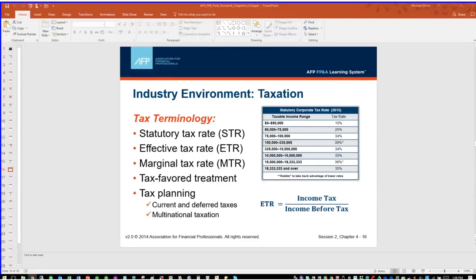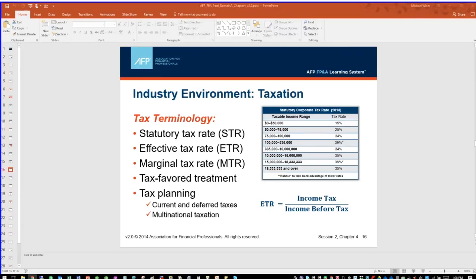If you have 100,000, the first 50,000 is taxed at 15%. The next 25,000 is taxed at 25%. So you would calculate 50,000 times 15% plus 25,000 times 25%. And then the final 25,000, getting you to the 100,000, is taxed at 34%. So those are the statutory rates.